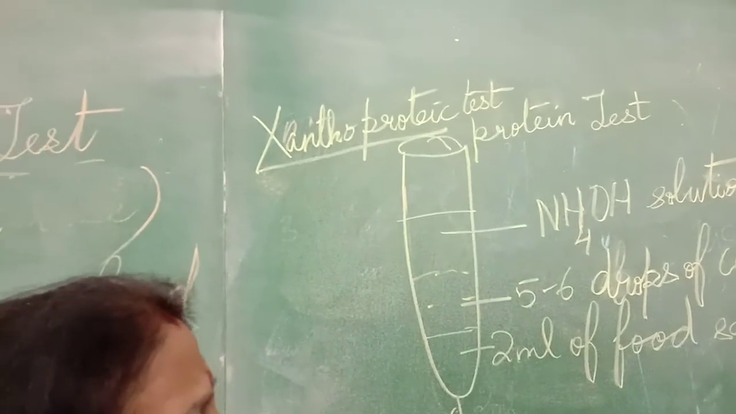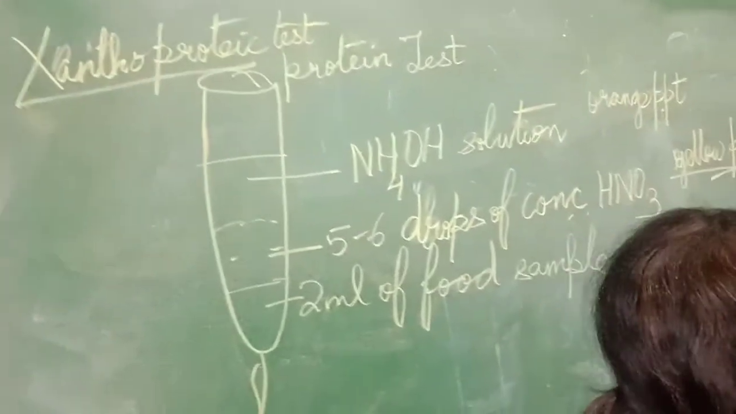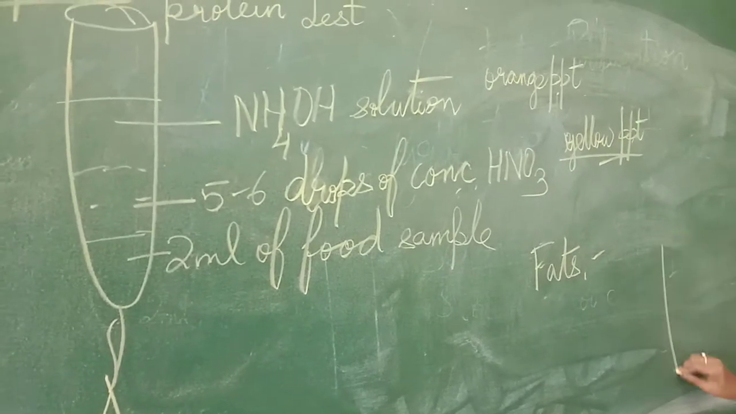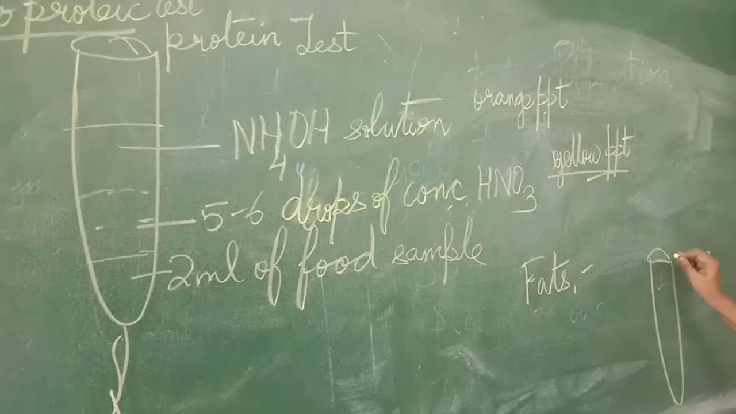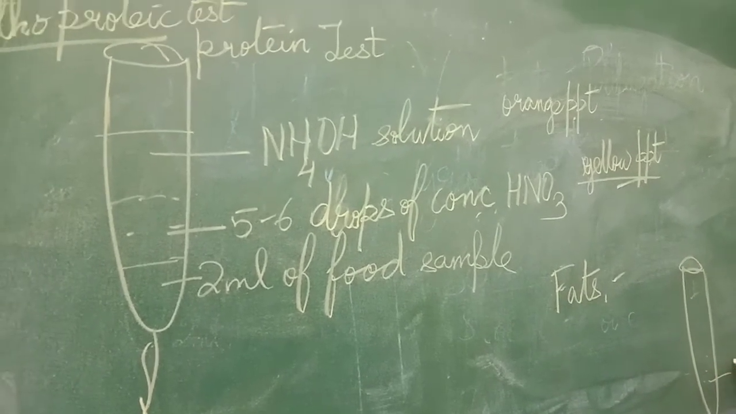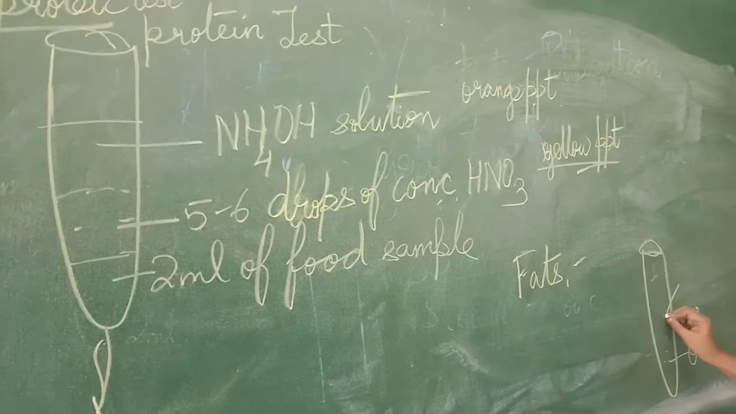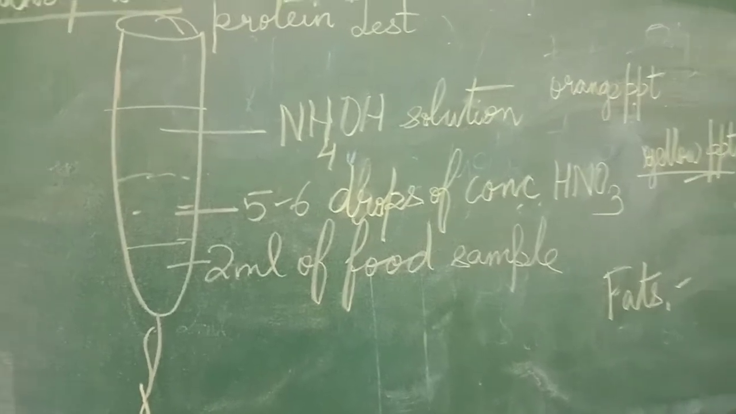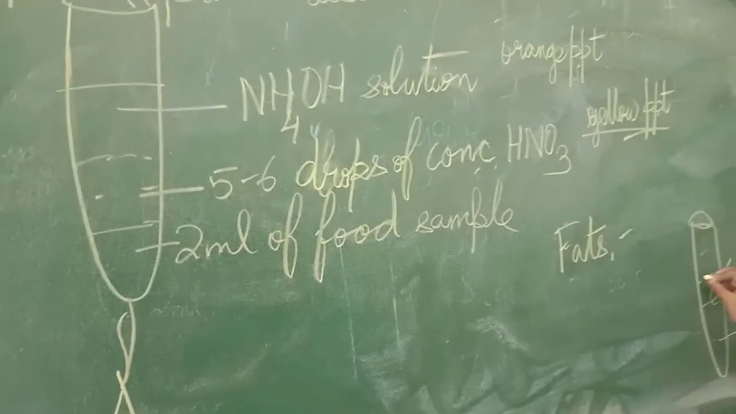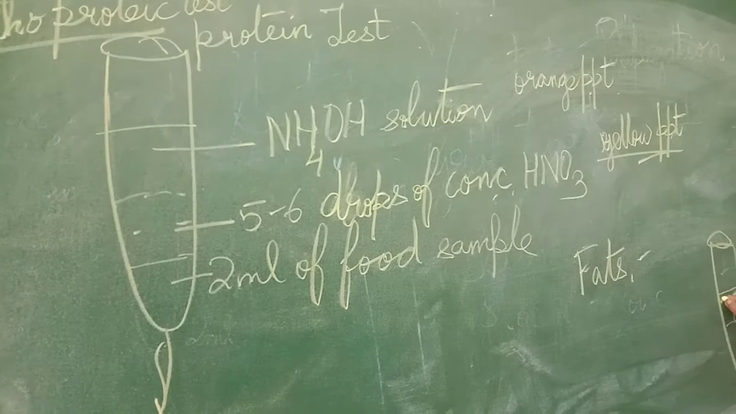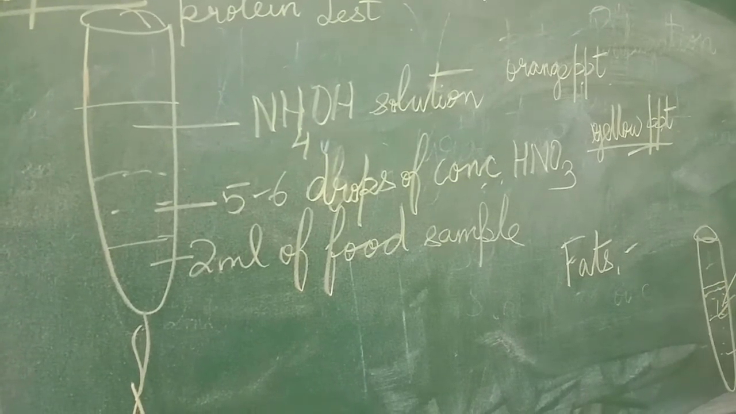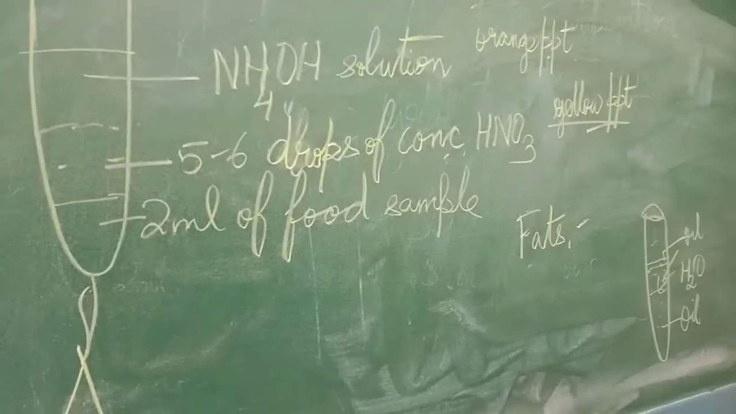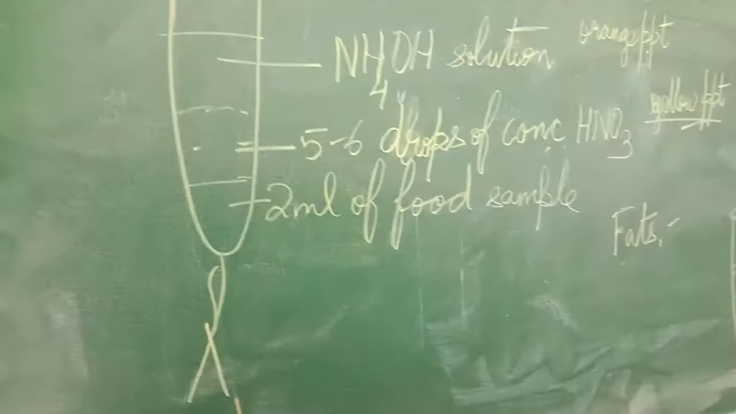Clear? Now the next test, that is for fats. For fats, what do you do? You take some amount of oil, butter or ghee, and add some amount of water to it. What do we find? The oil will collect on the upper surface of the water. Got it? So that proves that the given sample contains fats. So let us perform the experiment.